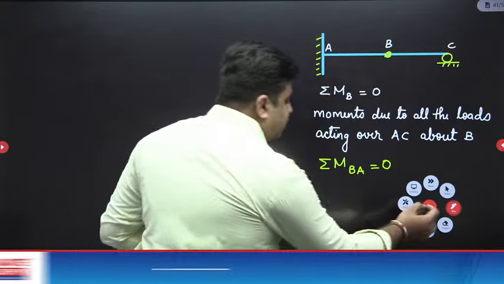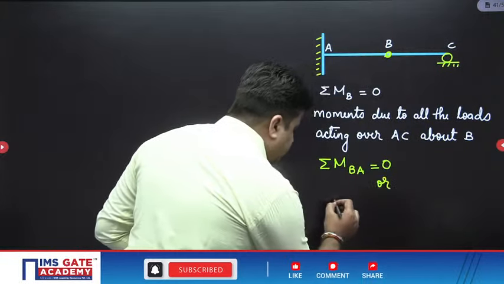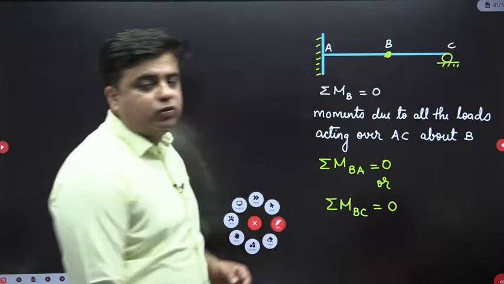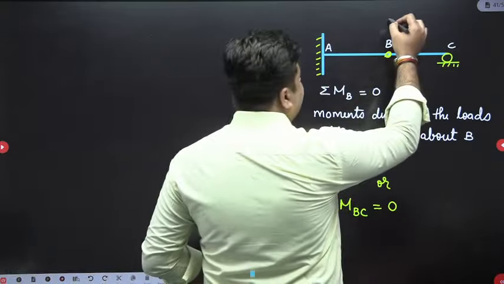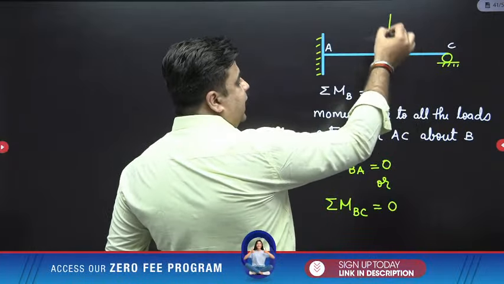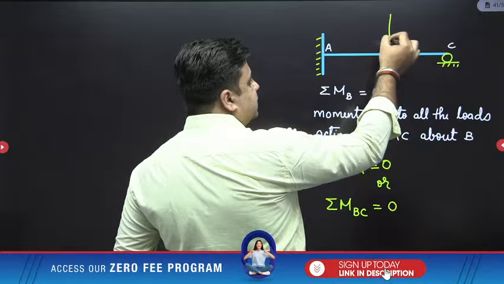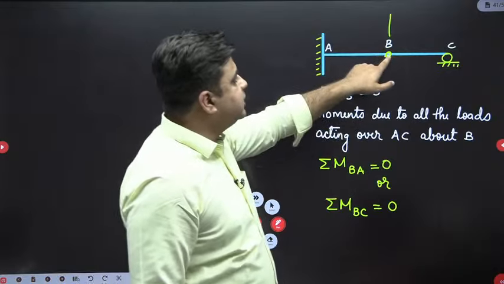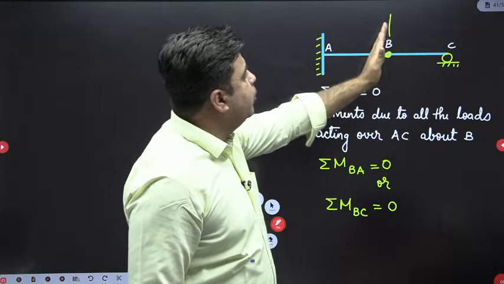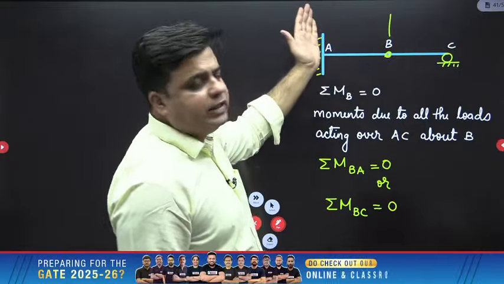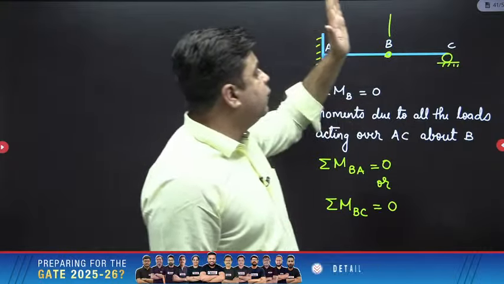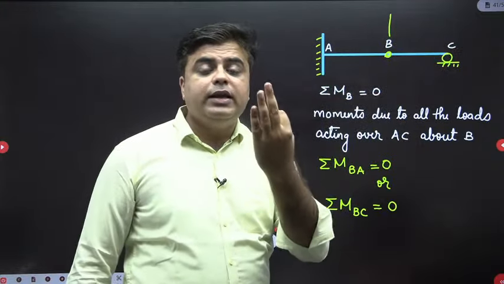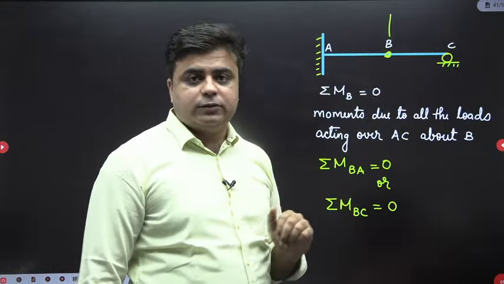Another advantage that we get by the presence of an internal hinge is that summation of moment about B on portion BC equals 0. Whenever an internal hinge is present, it is my choice: either I can write summation of moment about this internal hinge over the entire length of the beam equal to 0, or I can stand over this internal hinge and write summation of moment only on the left of the hinge equal to 0, or on the right of the hinge equal to 0. Three equations I can develop using the internal hinge.